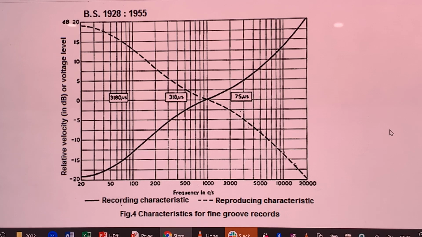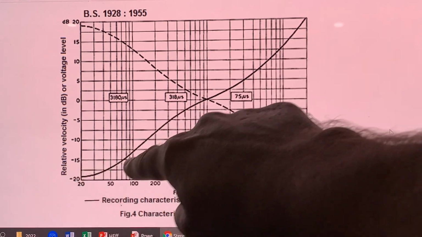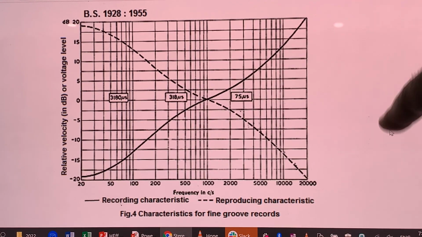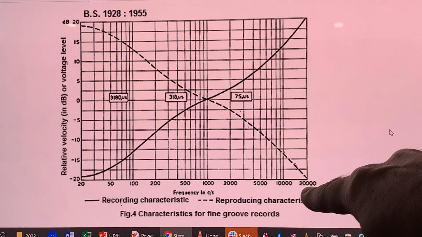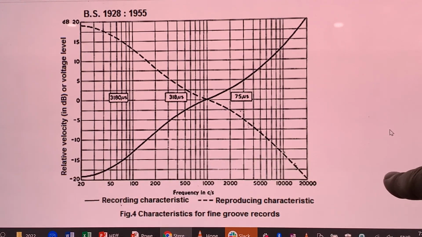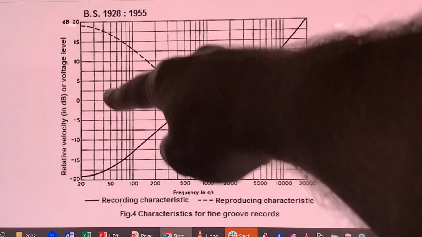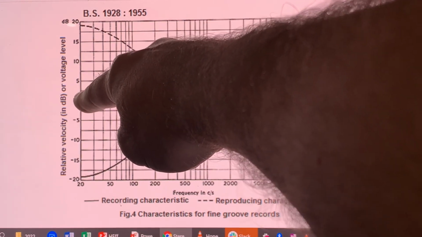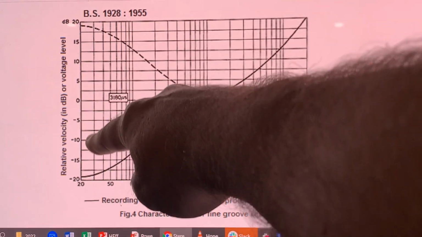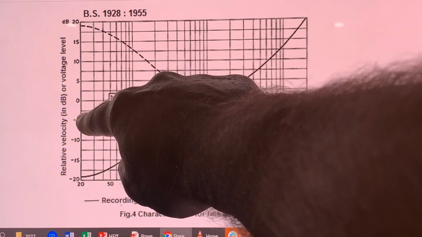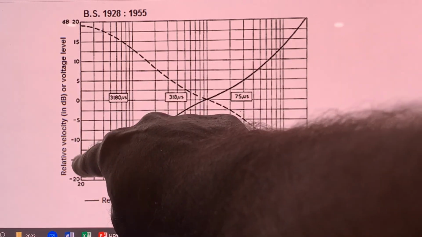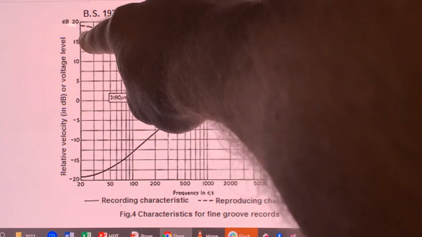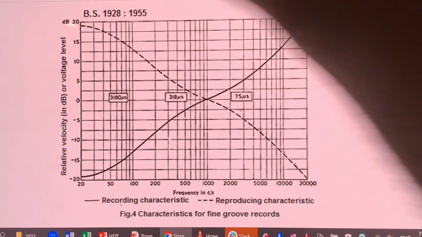So here we see the curve of what the inverse RIAA correction does to your record. So this is that curve. What are we seeing here? From 20 kilohertz to 20 hertz, that's the x-axis. And the y-axis center is 0 dB. When we go down, it means cut. So we are cutting 5 dB, 10, 15, 20 dB. And when we go up, it means we are adding 5, 10, 15, 20 dB.